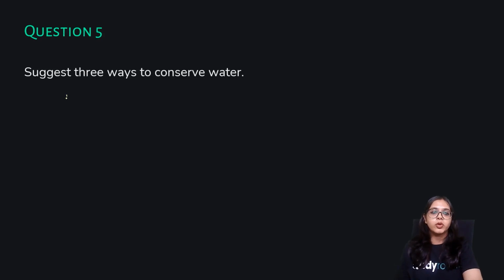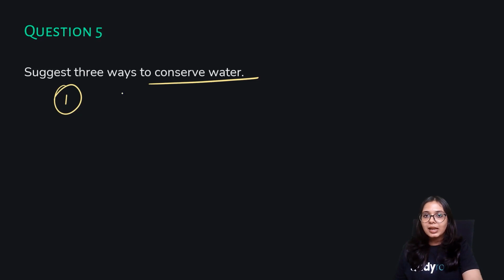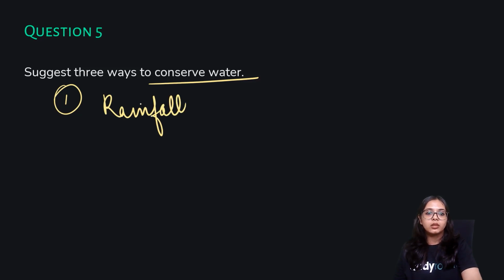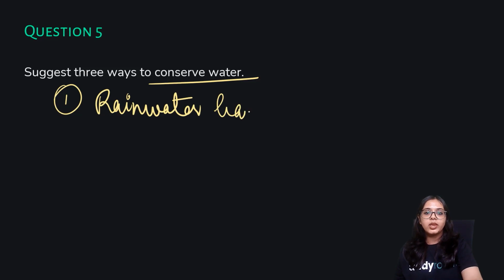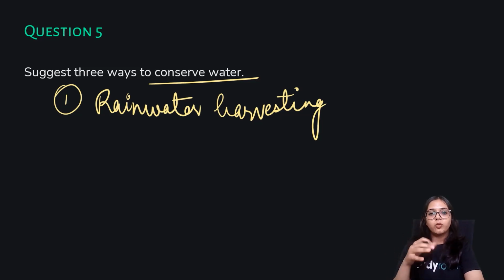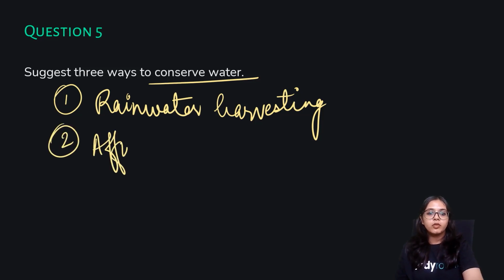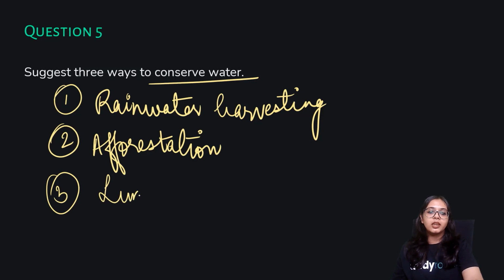Suggest three ways to conserve water. So water is a very important resource, and we have gone through certain steps that we should take in order to conserve water. The first could be rainwater harvesting. Because the excessive rainwater that is precipitating down, we can harvest by building certain tanks where the rainwater could be stored. Then, by afforestation, we can slow down the flow of water that is getting wasted away, and we can then employ certain measures to harvest that water. So afforestation. Then lining the irrigation canal.